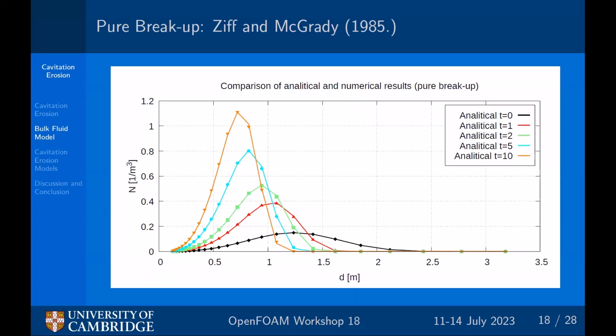This is just a validation of the discontinuous terms, so this is a pure breakup comparison of numerical and analytical results. So we start from the black line. The line is analytical results, and the dots are numerical results. And as time goes on, due to breakup, our bubbles become smaller and smaller.